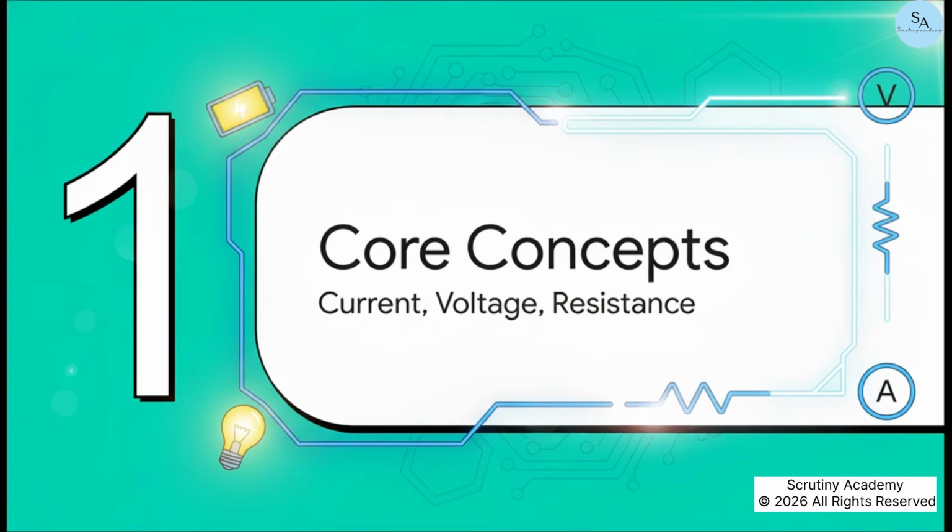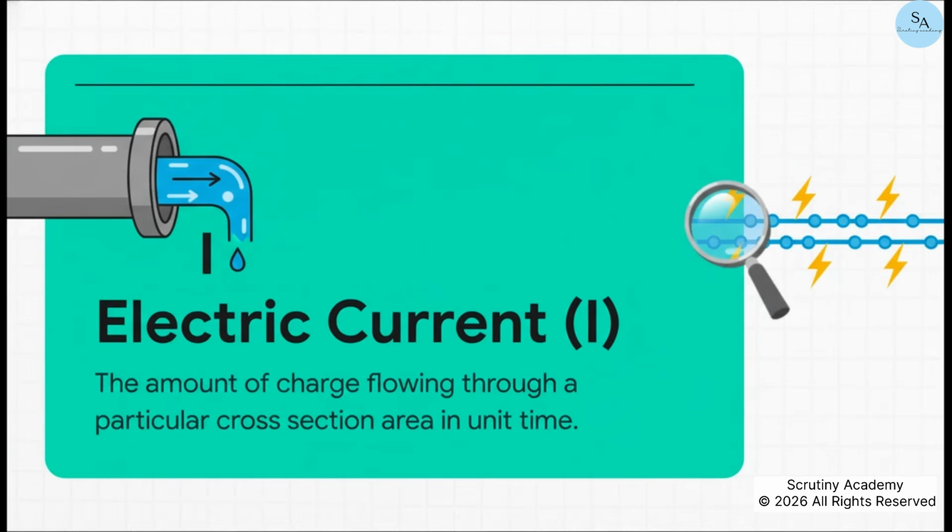Okay, let's dive in, starting with the absolute basics. You can't build a house without a solid foundation, right? Well, you can't solve circuit problems without knowing these 3 key players inside and out. First up is electric current, which we always call I.